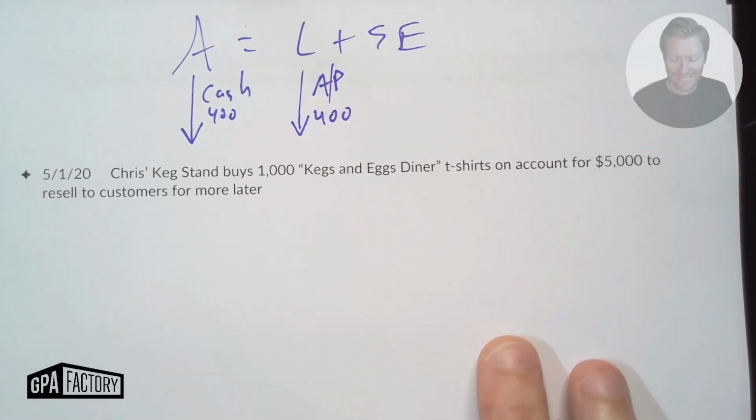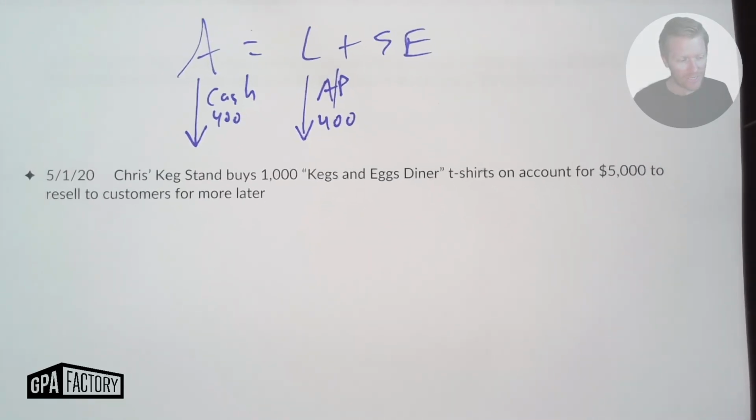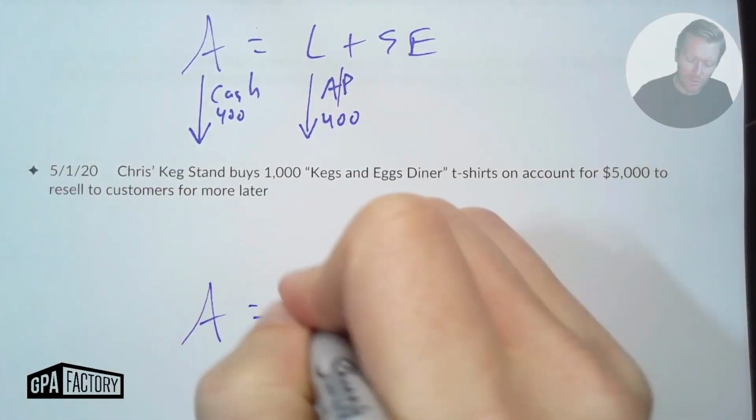So Chris's Keg Stand buys 1,000 Kegs and Eggs Diner t-shirts. Sounds like a pretty awesome diner to go to. That's all that they serve. You can either get one full keg and an order of eggs or nothing. That's it. So you have these t-shirts that were purchased on account for $5,000 to resell to customers for more later. Let's see what's going on here.